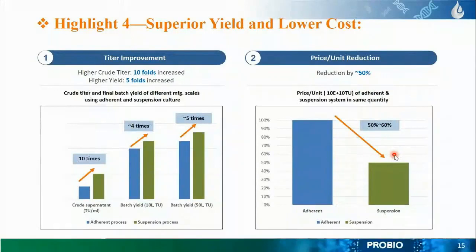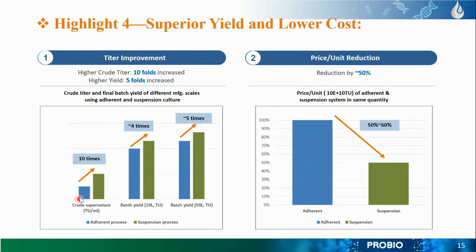And highlight 4 is the superior yield and cost. Here with the titer improvement, we have received a 40-fold increase when it comes to suspension culture. So here on the right-hand side of the chart, you can see the adherent and the suspension. In the chart, you can see that the cost decreases 50 to 60%. The cost reduction is 60% when we operate on suspension culture compared to adherent.